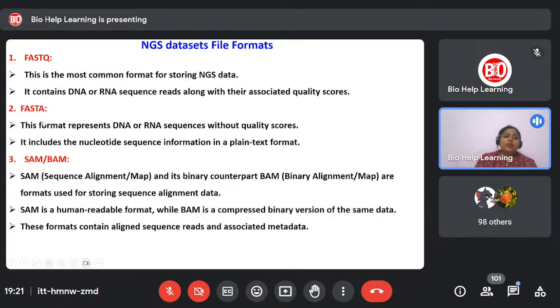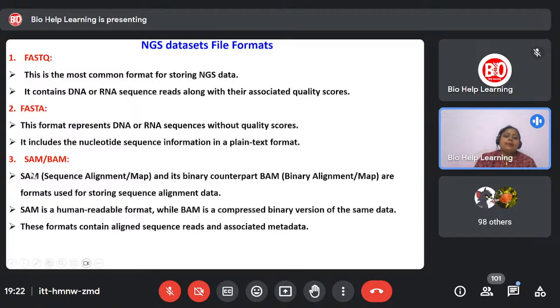Second format is the FASTA format. It contains the same thing, DNA or RNA sequences, but without quality scores. See, this is the difference between FASTQ and FASTA. FASTQ contains the quality scores, while FASTA does not contain any quality scores. It includes the nucleotide sequence information in a plain text format. So these are the two most common formats of NGS datasets.